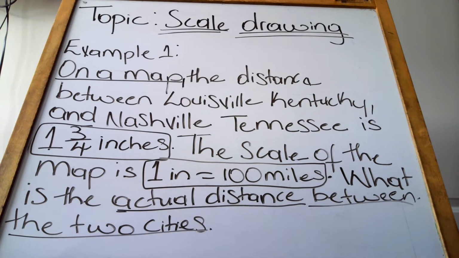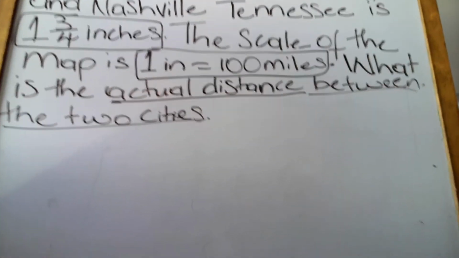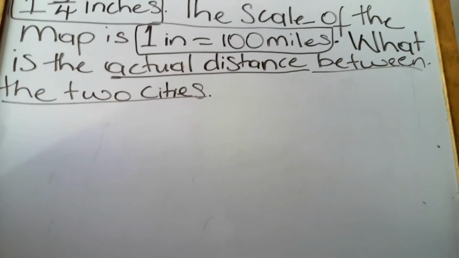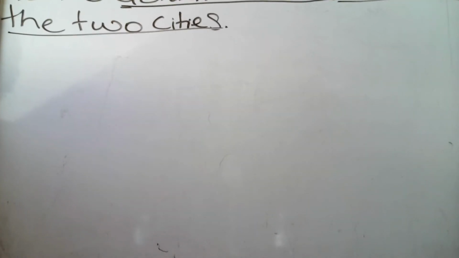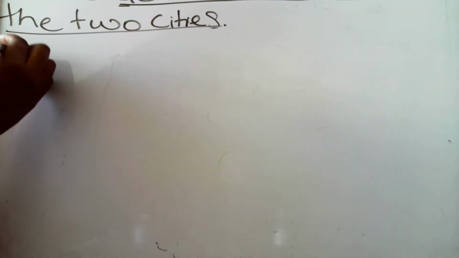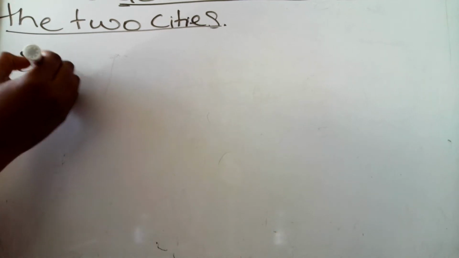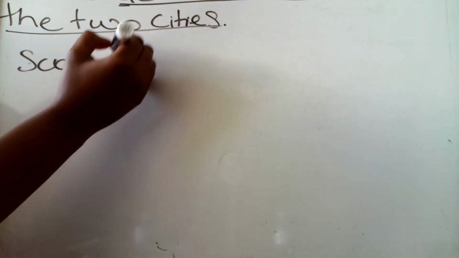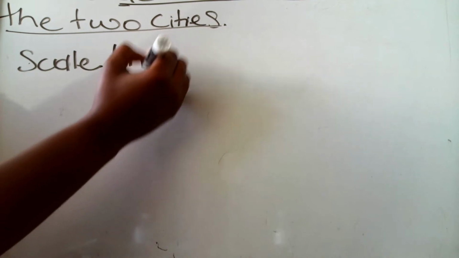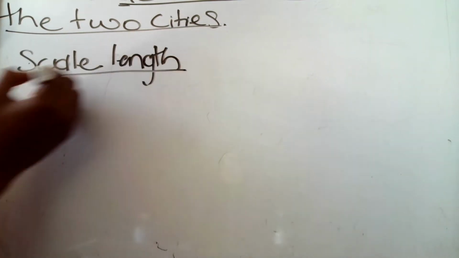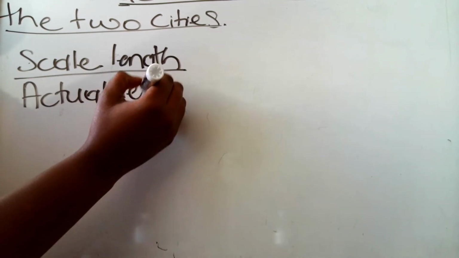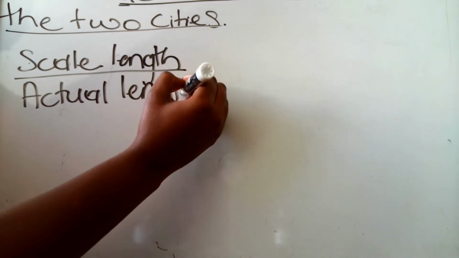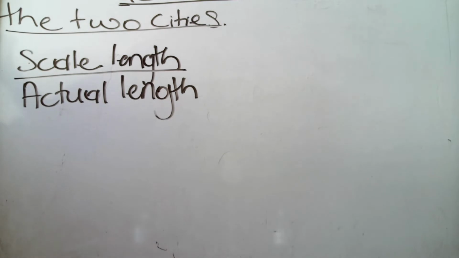When we're doing scale drawing, remember, we always use scale over actual. Always use scale over actual. So we have the scale length over the actual length. Always scale length over actual length.